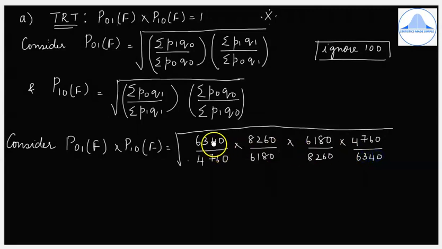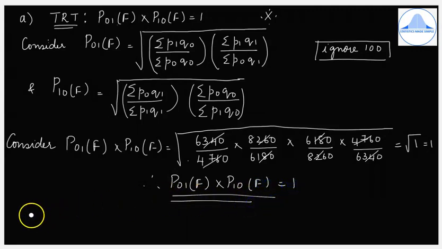6340. So now you will see that all the values in the numerator and in the denominator will get cancelled. That is, the corresponding totals will get cancelled and you will get root 1 which is equal to 1. So therefore P01 of f into P10 of f is equal to 1. So you can write therefore Fisher's index number satisfies TRT.